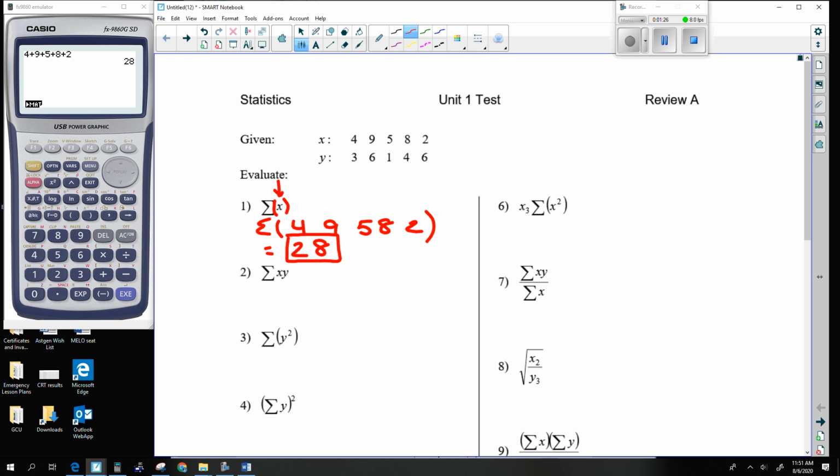Not too bad. All right, number 2. What is on the inside of the summation? Well, it is x times y. So x times y. Again, what you do is you take each number's set by set. So for instance, the first x times y would be 4 times 3. Okay, the next x times y is 9 times 6.